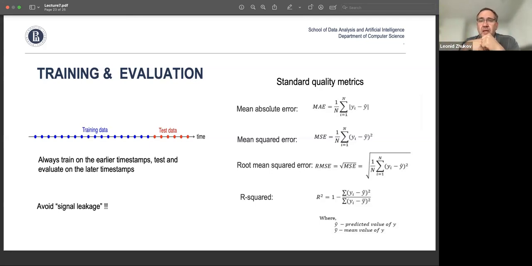And in terms of the metrics that you want to use, it is the standard metrics that we use for any other regression methods, which are mean absolute error, mean squared error, RMSE, or R squared. That remains standard.